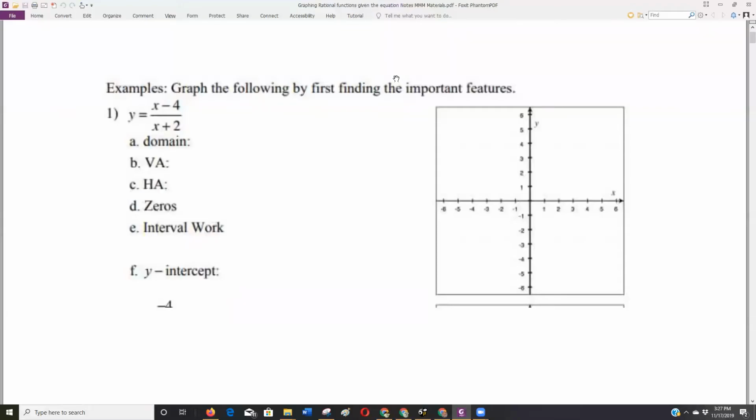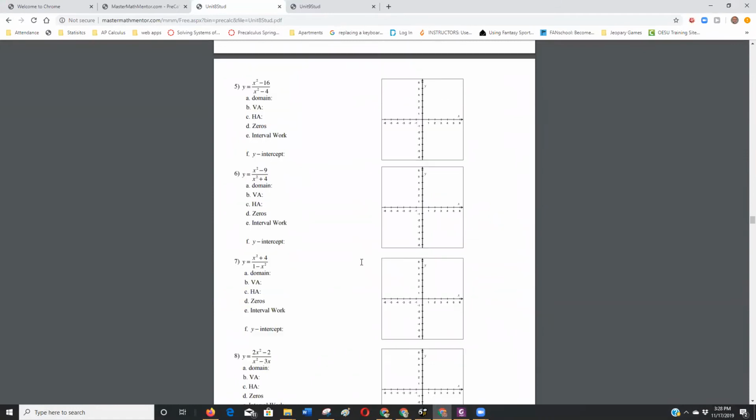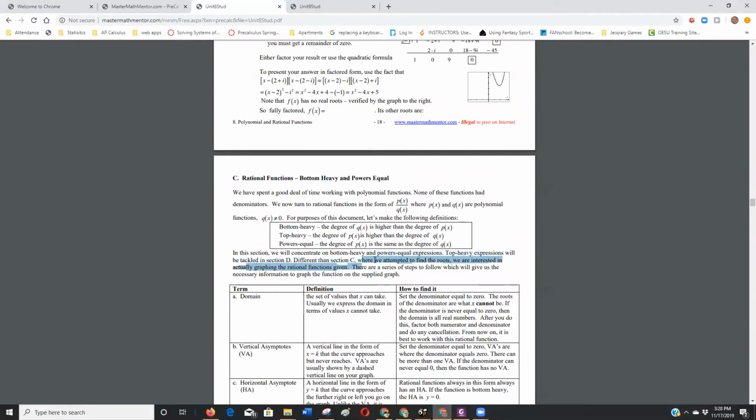Okay, so I'm going to try to record some video here to help you learn how to graph rational functions when they give us the equation. One thing you want to pay attention to, in the purple notes, is that summary sheet. Let's see, do I have that? Yeah, it's on the front page, this page here.